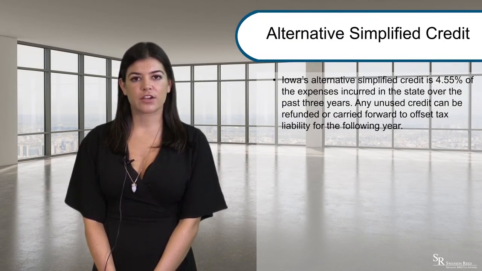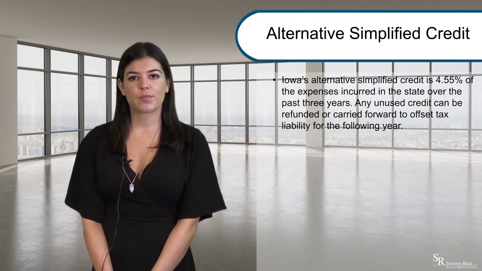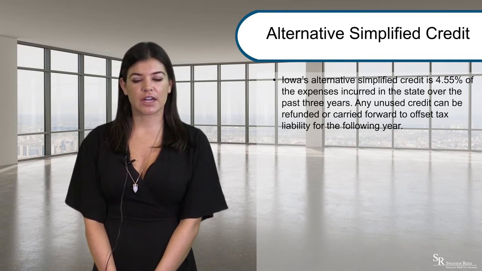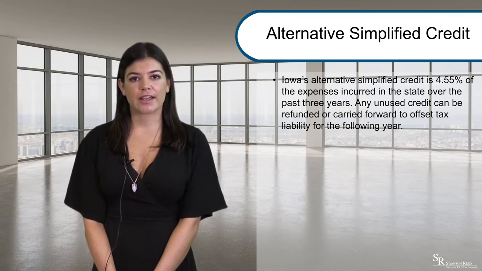Iowa's alternative simplified credit is 4.55% of the expenses incurred in the state over the past 3 years. Any unused credit can be refunded or carried forward to offset tax liability for the following year.